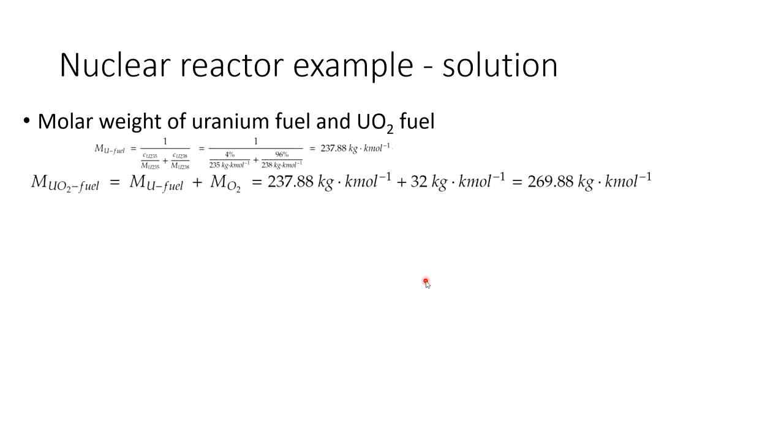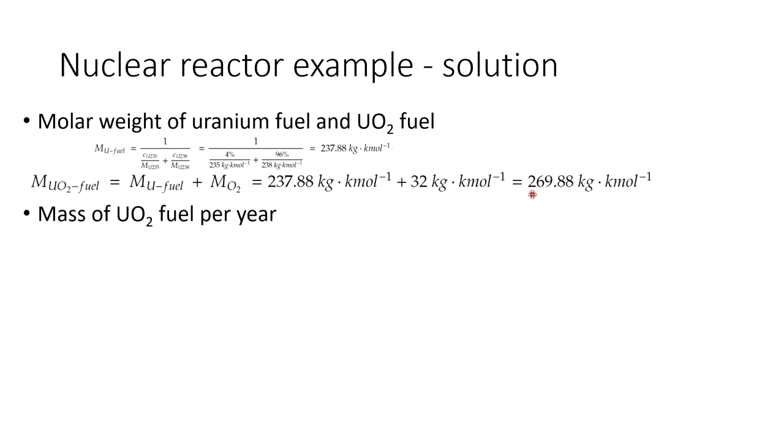So the average molar weight is 1 over the sum of concentrations divided by the molar weight of each component. We have the concentration of 4% uranium-235 and the remaining 96% of uranium-238. And then the molar weight of the UO2 ceramic fuel is the molar weight of the uranium fuel plus the molar weight of O2, because we have UO2 molecules. So it would be almost 270 kilograms per kilomole.